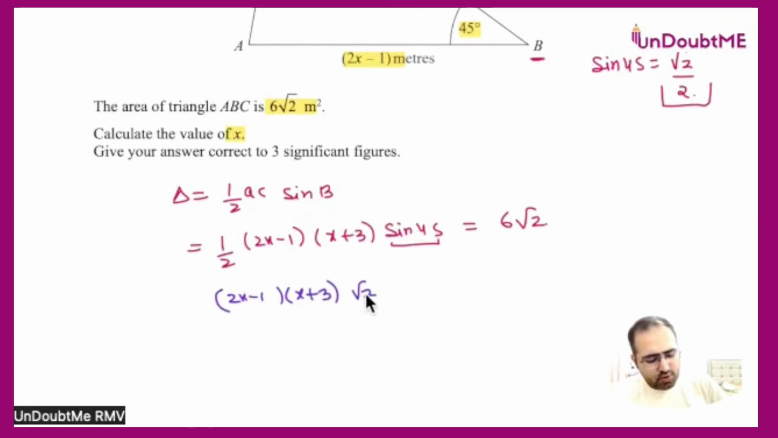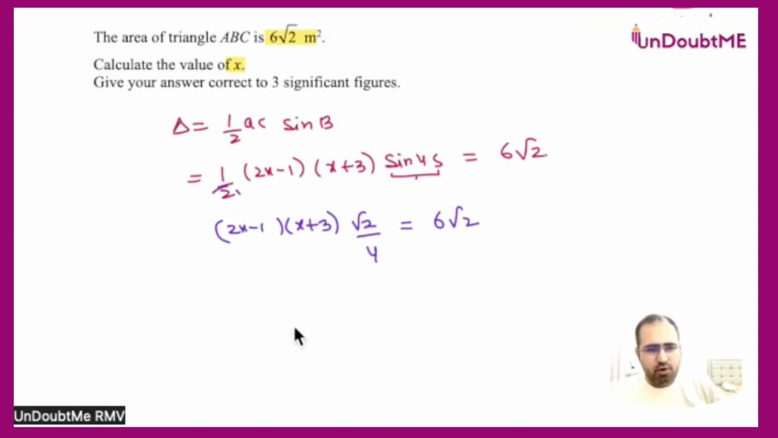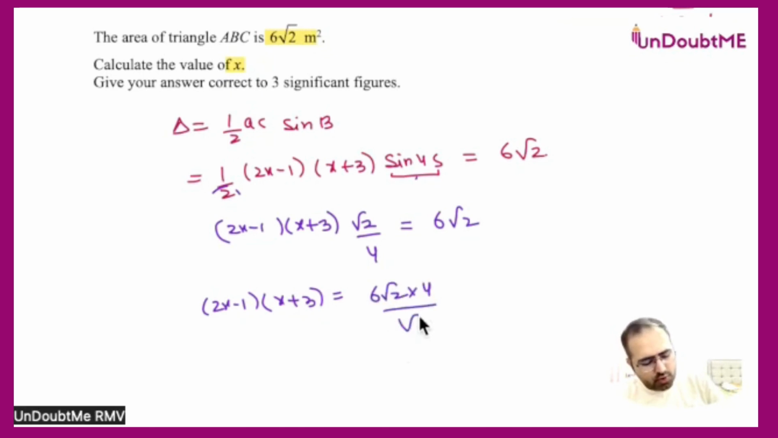Sine 45 will be root 2 over 2, and that 2 and this 2 will become 4 because they are all in product. So the denominators will be multiplied, and I have 6 root 2 on the other side. Then this root 2 over 4 goes on the other side. They will be reciprocal. Because of that, I will get (2x minus 1)(x plus 3) is equal to 6 root 2 times 4 over root 2. The reason for showing these steps is that if you get stuck in any of the steps, you should have the whole thing, but you can cut short this step. You can just skip it and directly write the next step, which I'll be writing now.